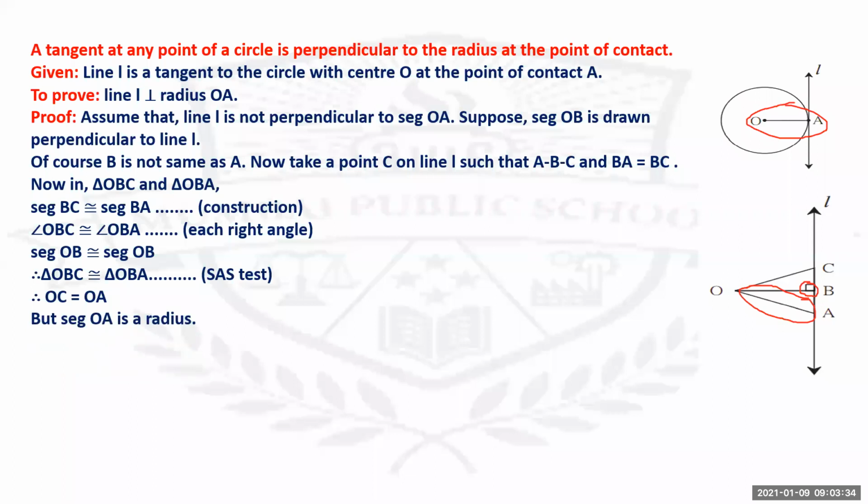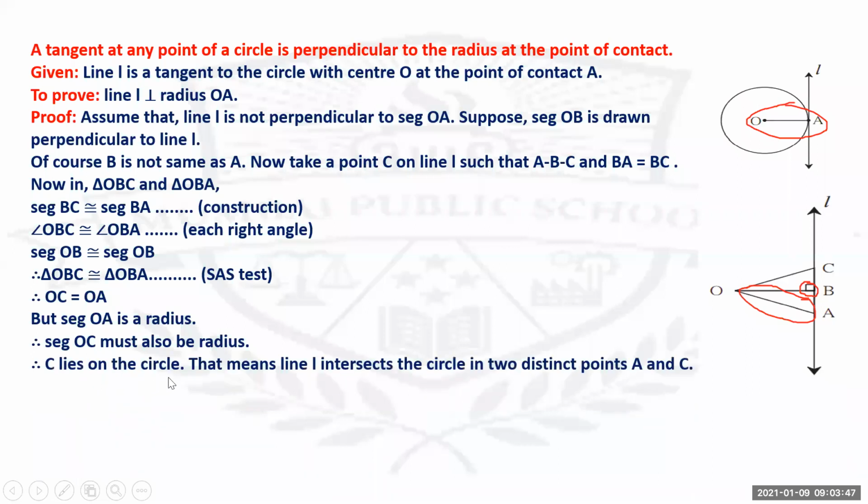But OA is the radius. Now, this is given to us. Understand? Segment OA is the radius. This is given to us. So now this becomes the contradictory statement. Therefore, segment OC must also be the radius. Now C lies on the circle. That means line L intersects the circle in two distinct points A and C.